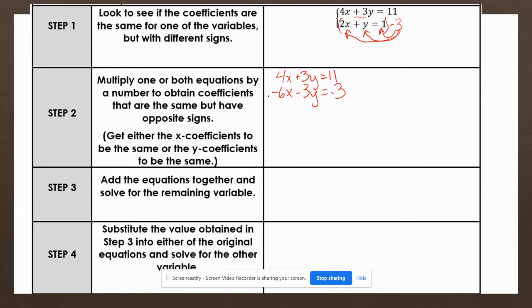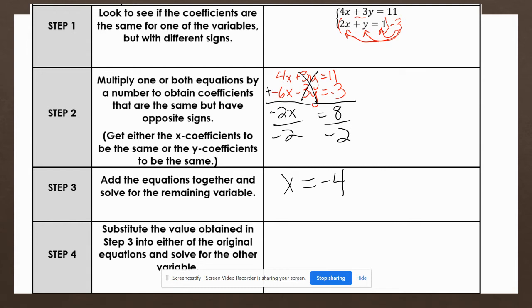Now, when I add these together, 4 plus negative 6 is negative 2x. 3y minus 3y is 0. And 11 minus 3 is 8. I can finish solving by dividing by negative 2 on both sides. And we get x is equal to negative 4.